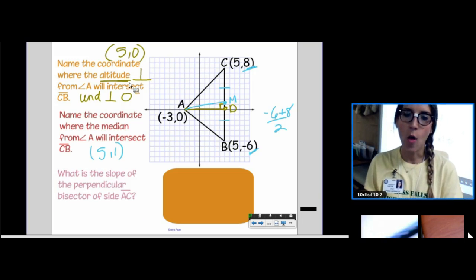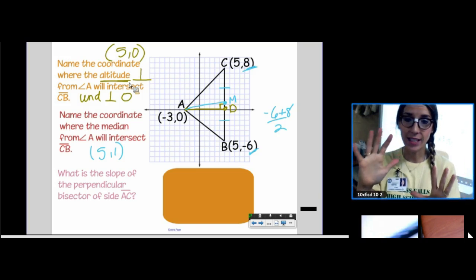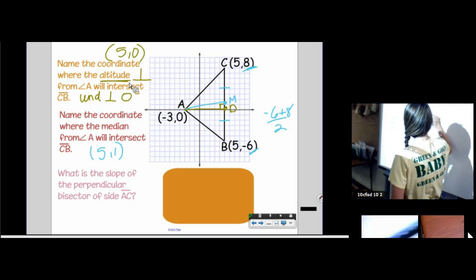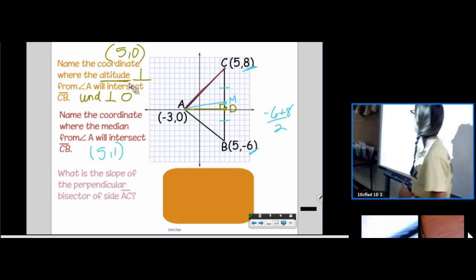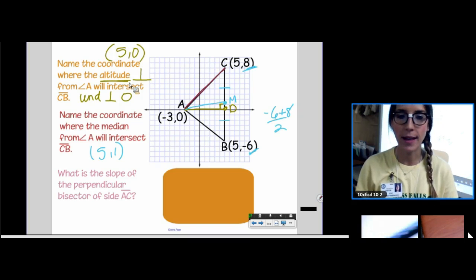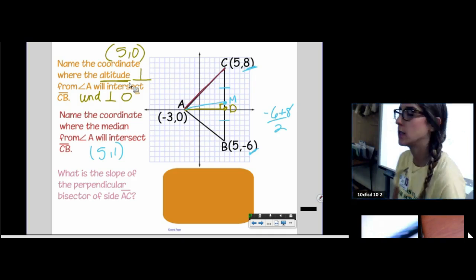All right, now I want to find the perpendicular bisector of AC. So look at side AC, a new side that we're focusing on. And it's not even asking me to draw it. It just wants the slope. What if I ask you, what is the slope of the perpendicular bisector of side AC? How would we find that slope?